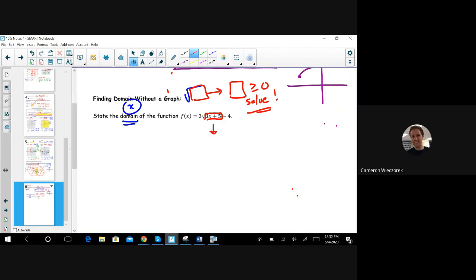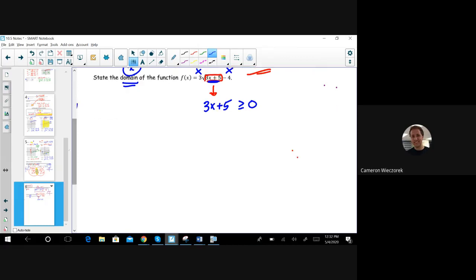So in this problem, the domain is not being affected by this 3, and it's not being affected by this minus 4. It's only being affected by what's under the radical, the x part. So whatever that 3x plus 5 is, whatever number that comes out to, I know it can't be negative. So I'm going to set it greater than or equal to 0 without the radical. And now I'm just going to solve for x. I'm going to subtract 5 from both sides.